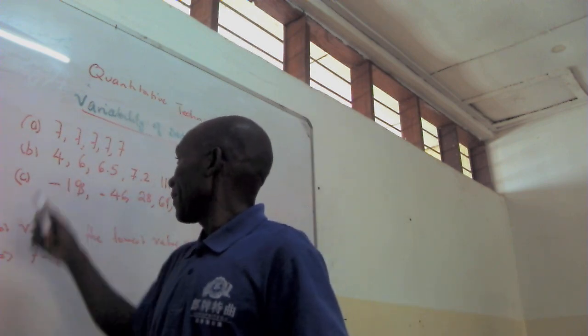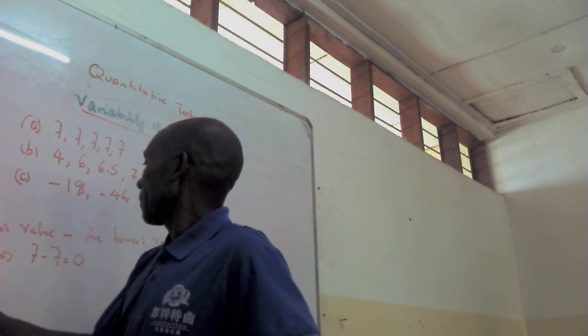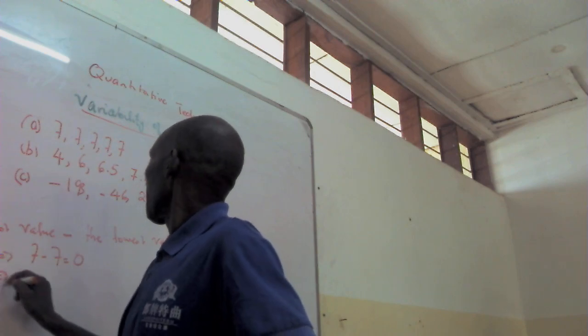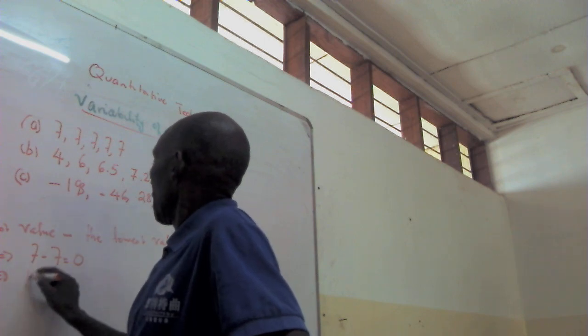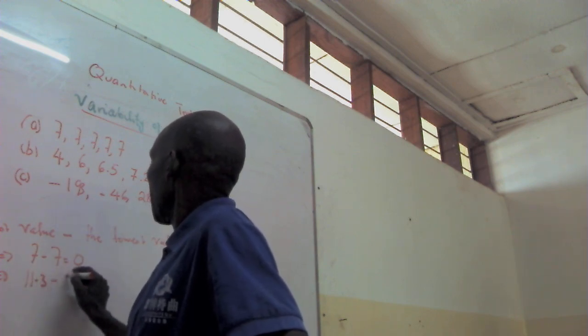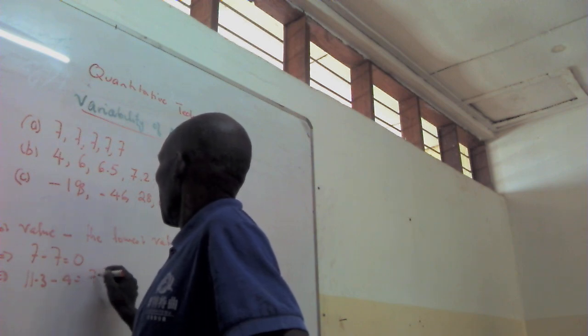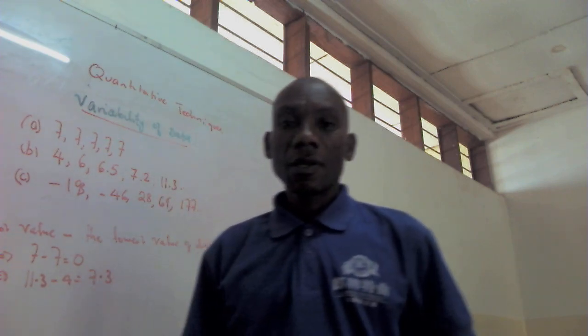But if you look at the range for the second data, take the highest value, 11.3 minus 4, which gives you 7.3.